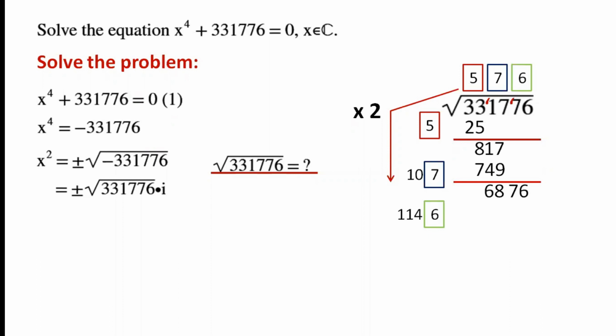Now we find the largest quotient digit such that this number times this number is less than or equal to this number here. Note that this number and this number are the same. We find that the number is 6 in this case.